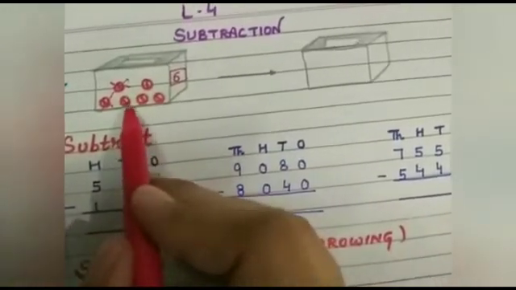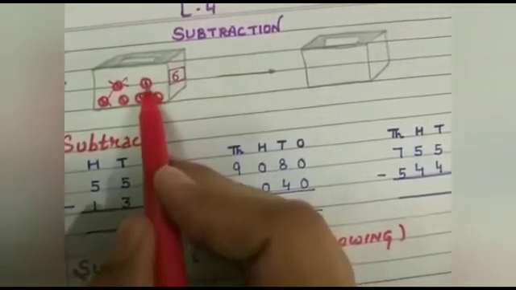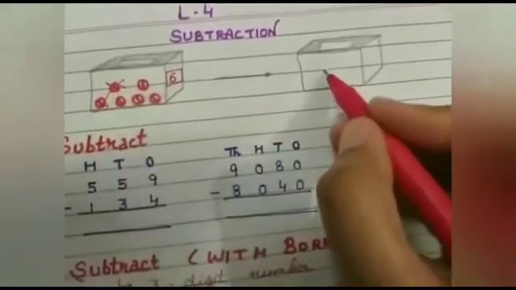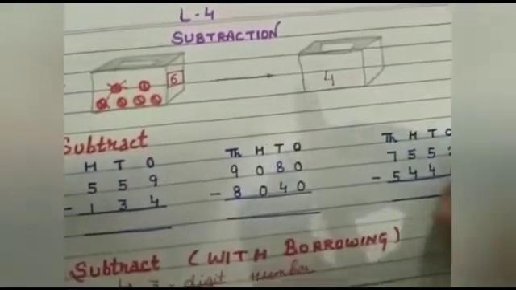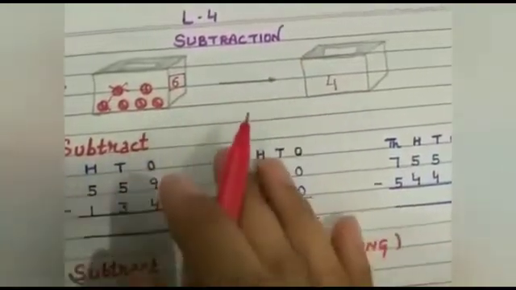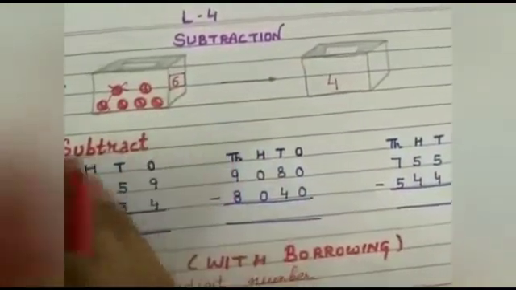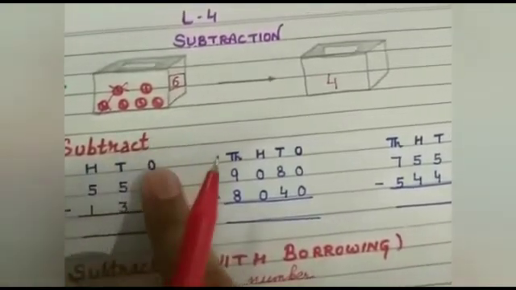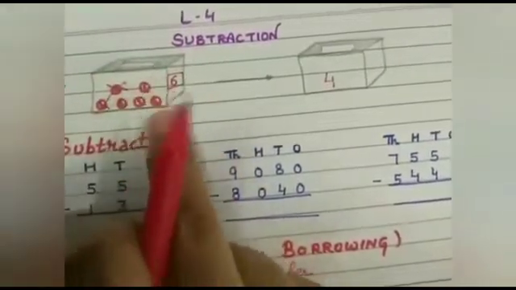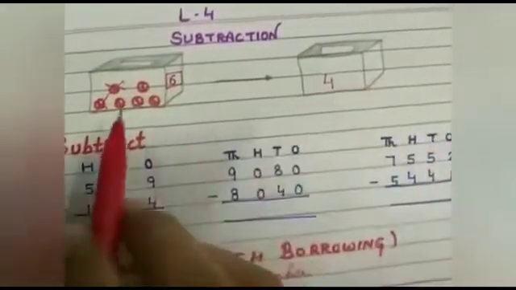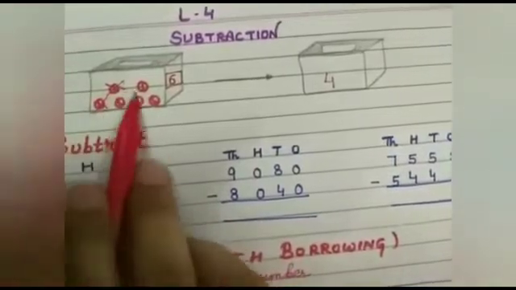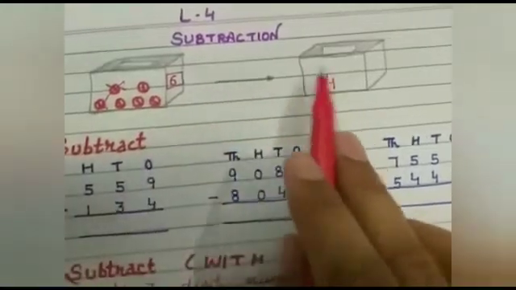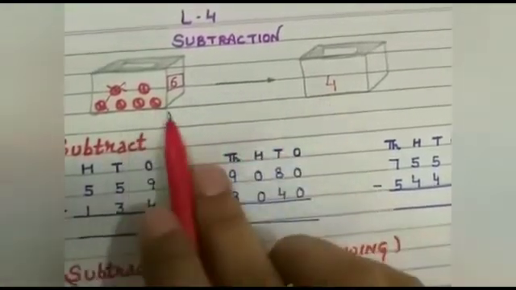So let's count 1, 2, 3, 4. If anybody took out 2 balls, a total of 4 balls are left. So this is subtraction. It means out of the total, if someone has taken away something that has been removed or reduced, the remaining one will be your answer. So out of the total, you have to remove the reduced one, taken away by someone, and then the remaining one is your subtraction, the difference of that.